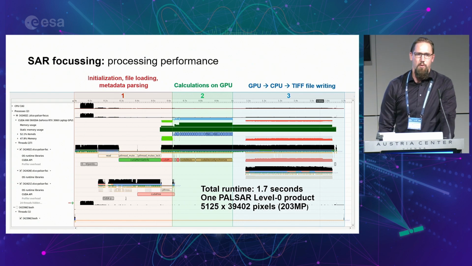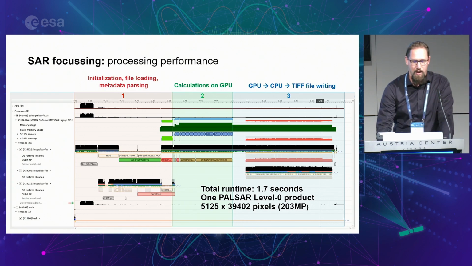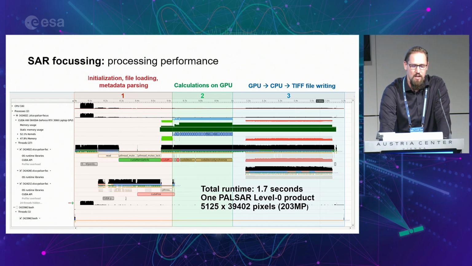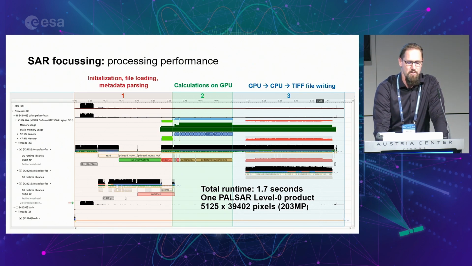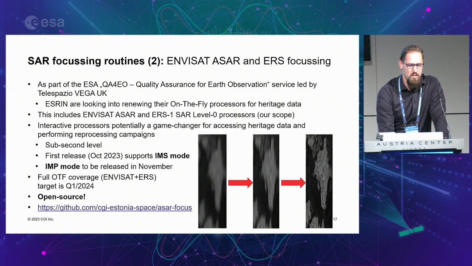The processing performance we achieved was very, very high. The total runtime of the processor is around 1.7 seconds, and around 0.4 seconds of that is just calculations on the GPU. All the rest goes to basically file I/O, so reading the data into the GPU and writing the outputs. So very, very fast processing.